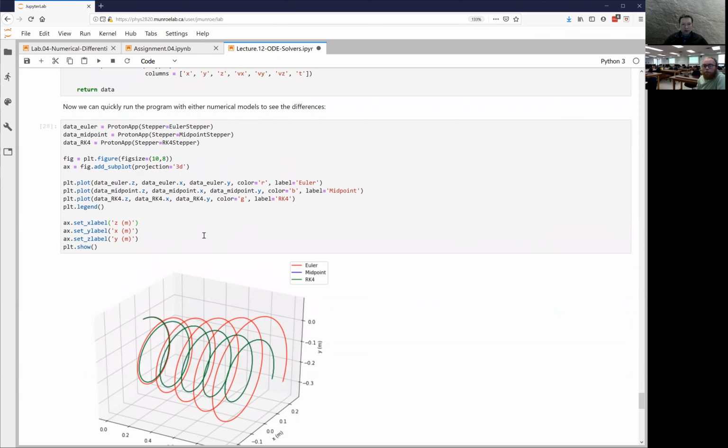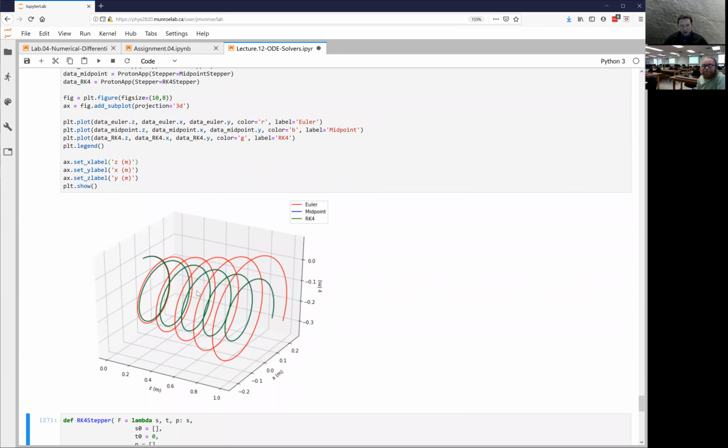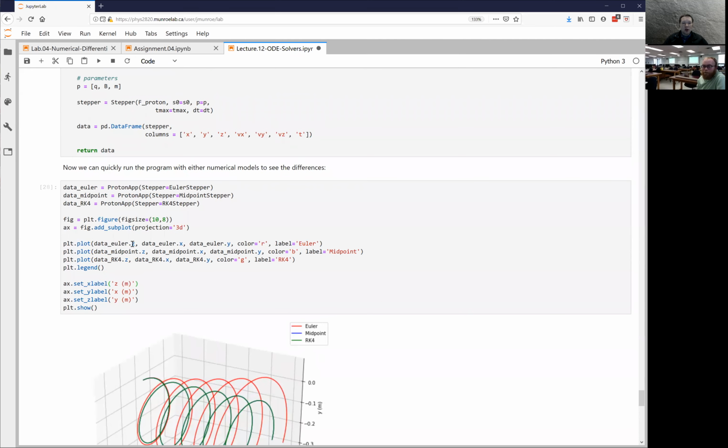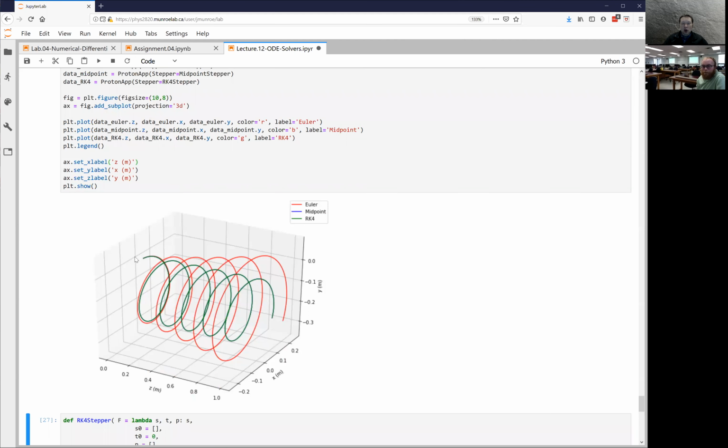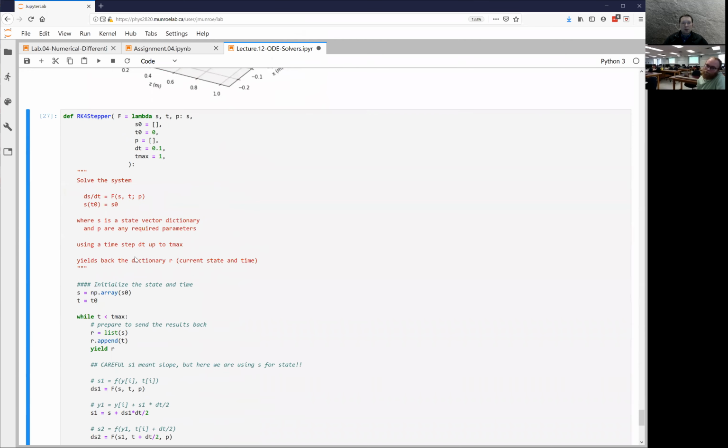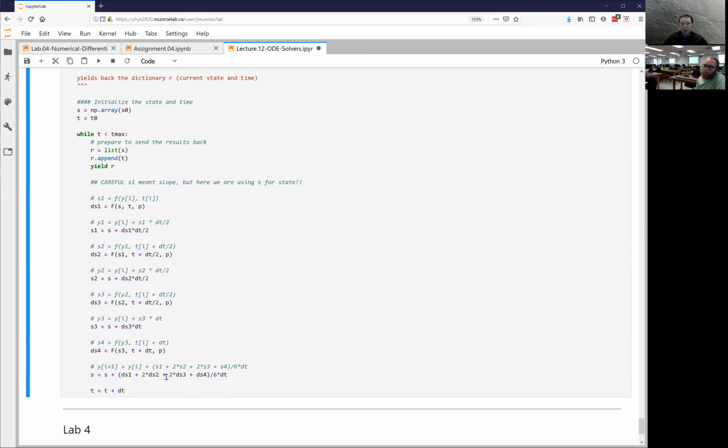Fantastic. Now, what's tricky to see, of course, is you're not seeing the difference between RK4 and midpoint. This might be one where you want to plot the data zooming in all the way through, or maybe we're going to do it for a lot larger value of dt. But there we go. We have now written up and coded a generic RK4 stepper.